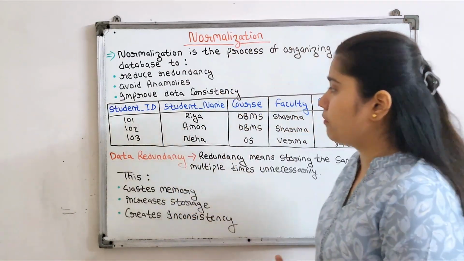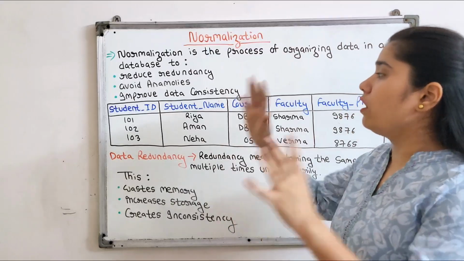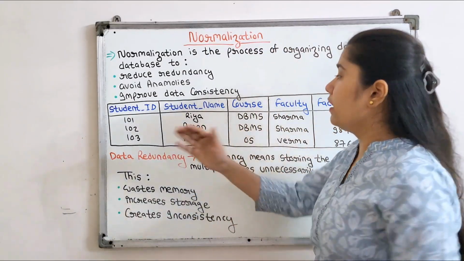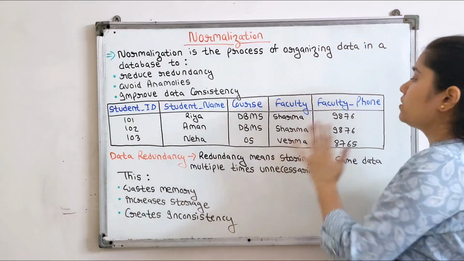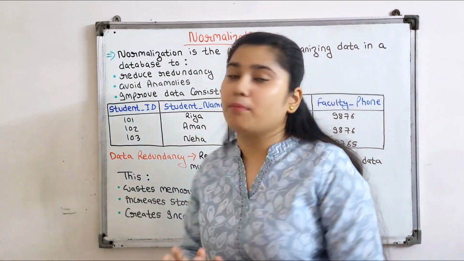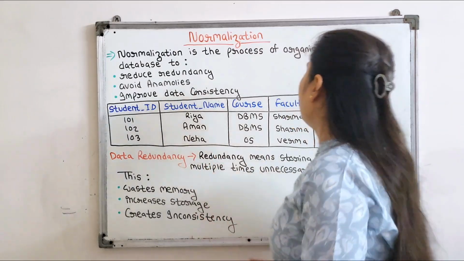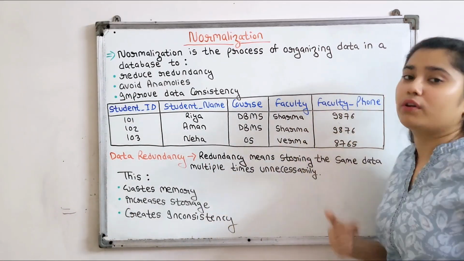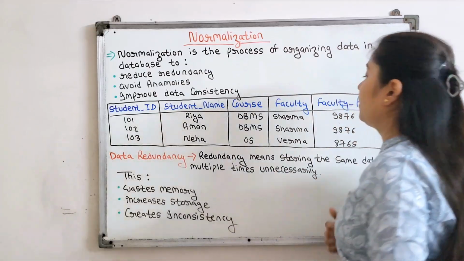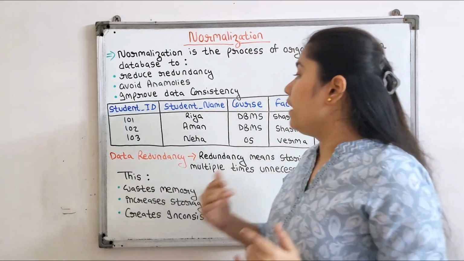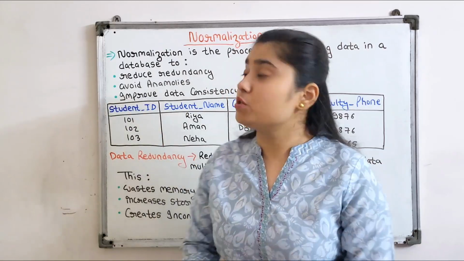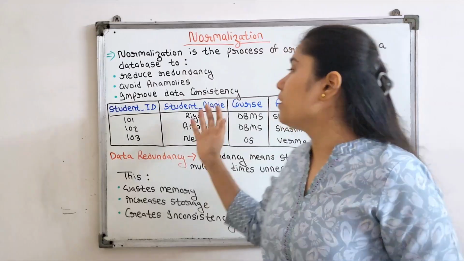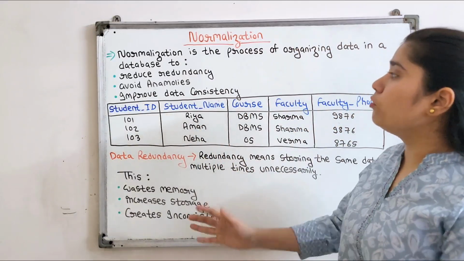Okay, let's understand with the help of an example. Suppose in the school office, all the information is stored in one single table. Here we have student ID, student name, course, faculty and faculty phone number. Now observe carefully. Here the faculty name is repeated, and the faculty phone number also gets repeated. This repeated data is called redundancy, and redundancy creates many problems. Normalization solves all the problems created by redundancy.